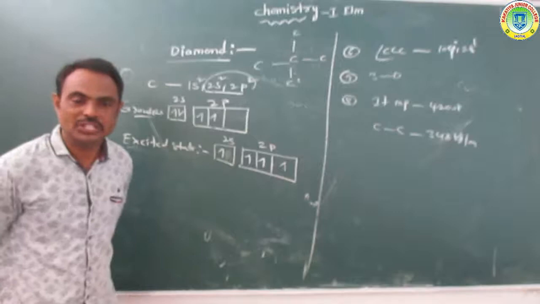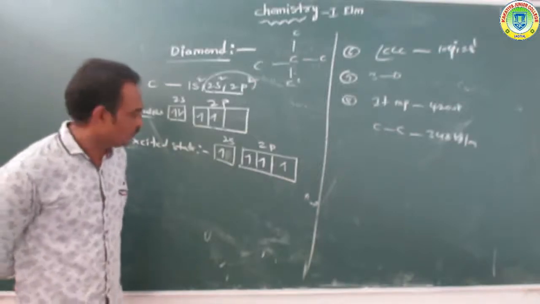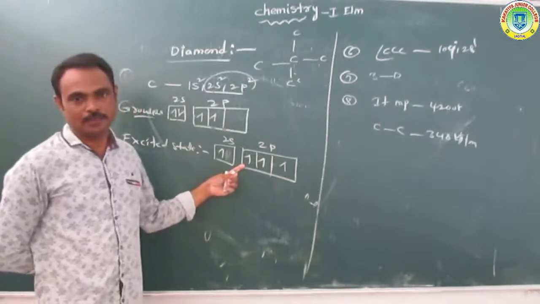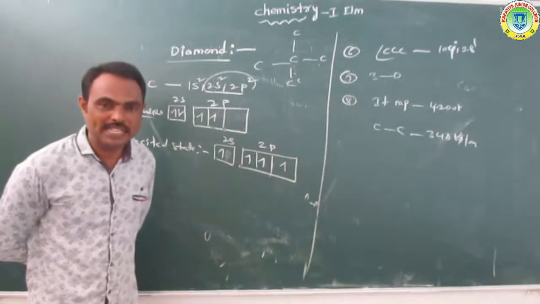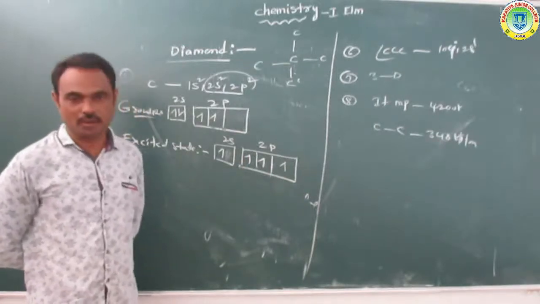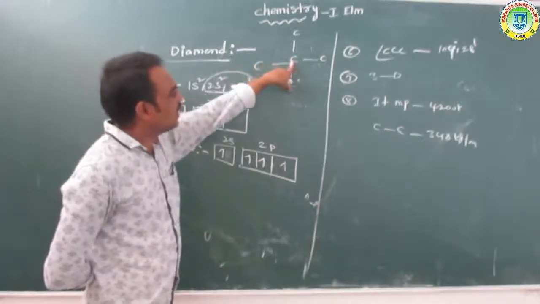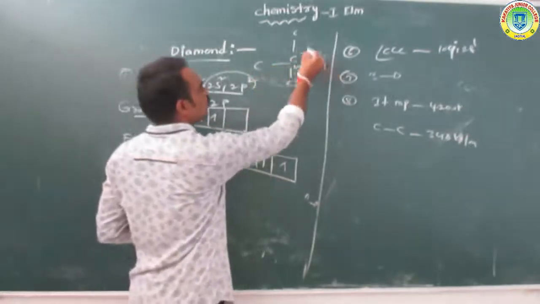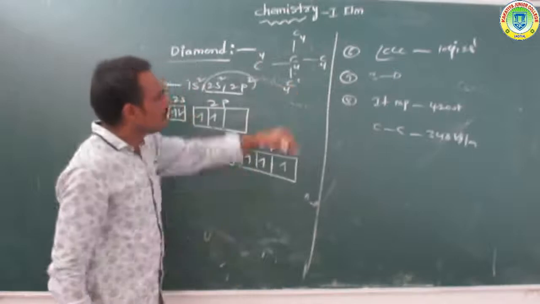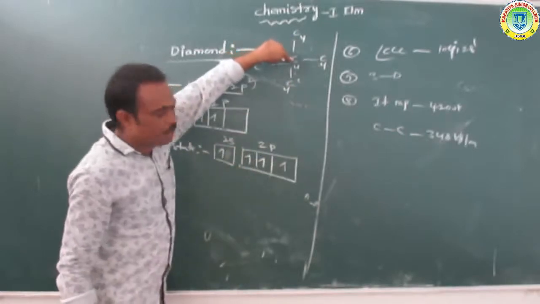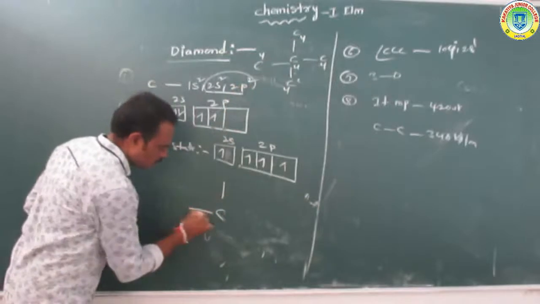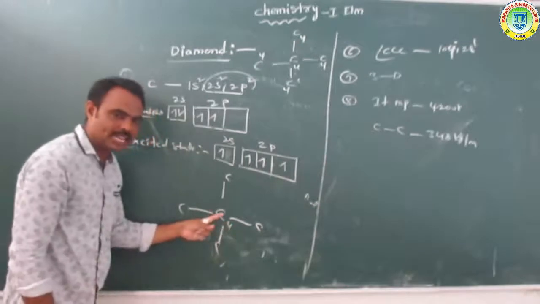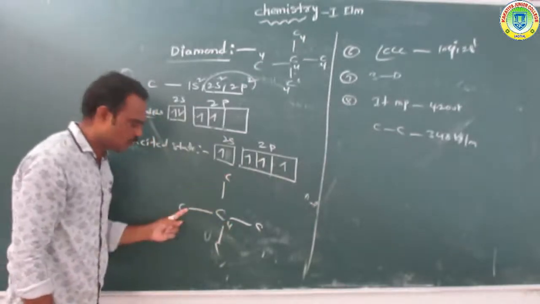In the excited state, carbon contains how many single electrons? 4 single electrons. Listen, in the excited state, each carbon atom contains 4 single electrons. Suppose we have taken this carbon. It contains how many single electrons? 4. It is also 4.